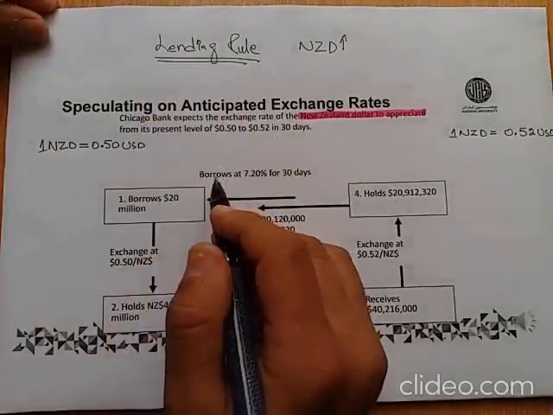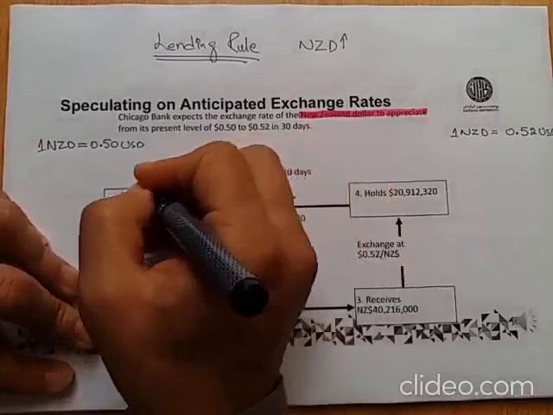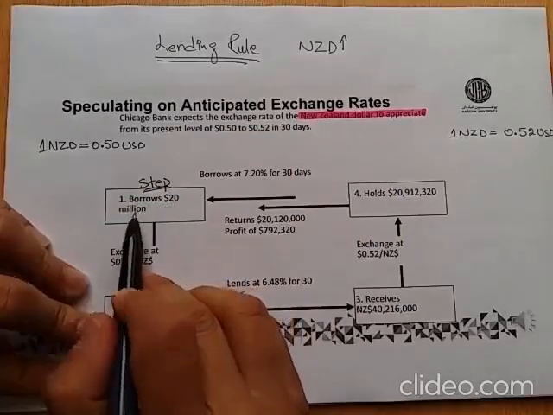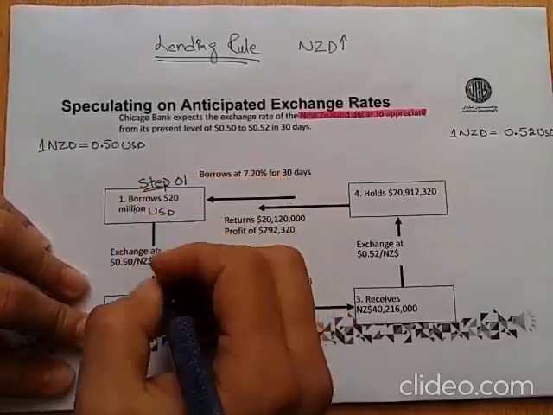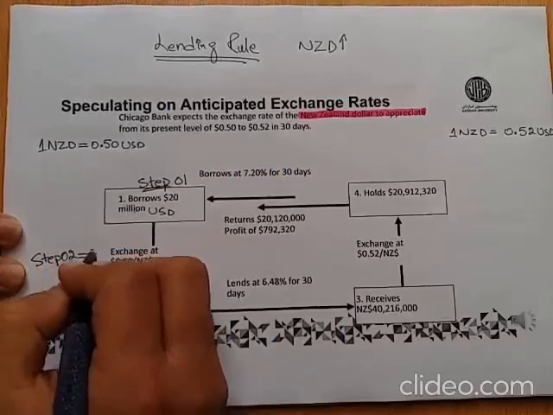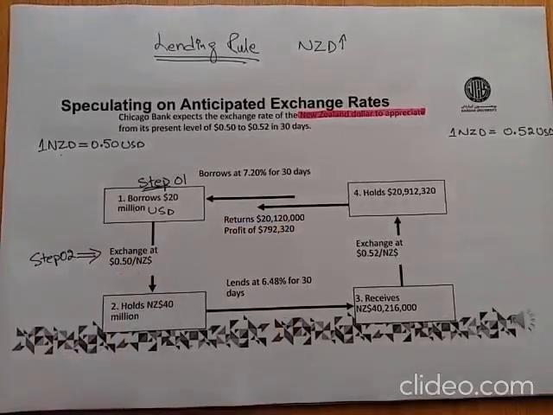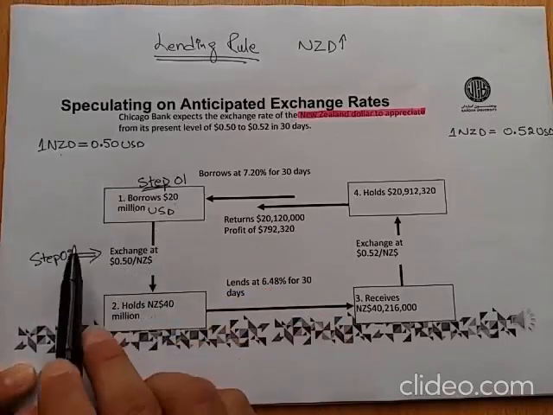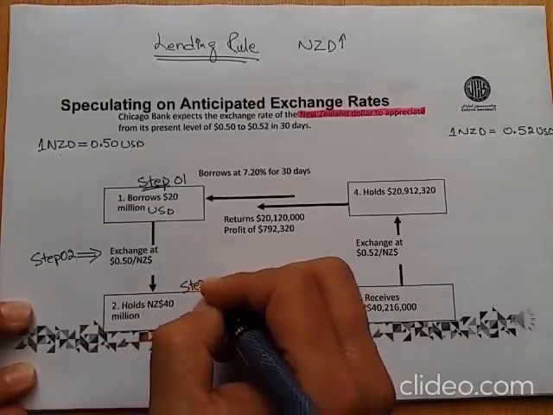Now, what will we do in step number 1? We will borrow money. I will borrow 20 million US dollars. That's step 1. Then in step number 2, I will convert that 20 million US dollars into New Zealand dollars. So this 20 million USD will become 40 million New Zealand dollars because of step number 2.